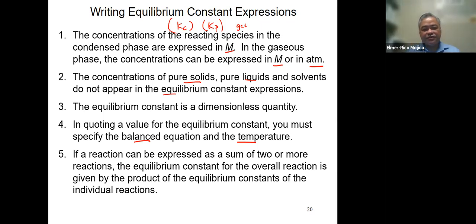Okay? Now, if the reaction can be expressed as a sum of 2 or more reactions, the equilibrium constant for the overall reaction is given by the product of the equilibrium constants of the individual reactions. So that's just what we call the manipulation that we had.